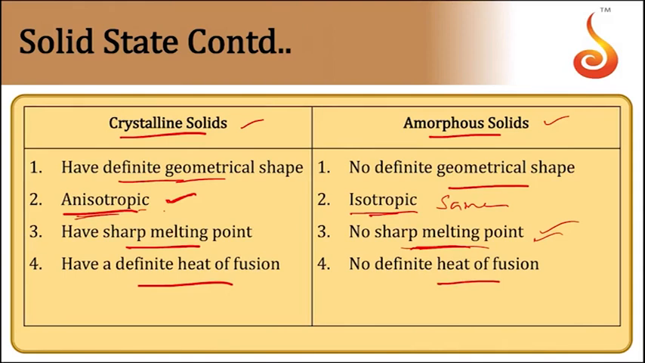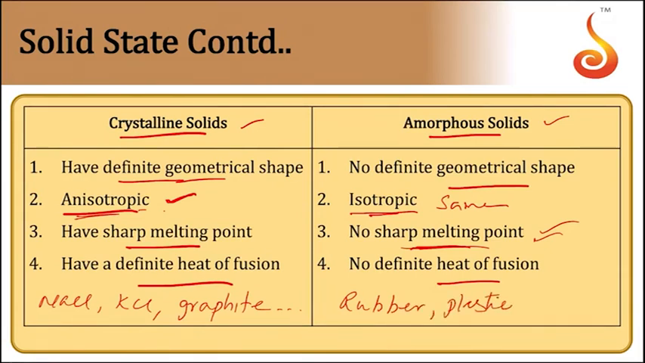When you take examples of crystalline solids, we can say sodium chloride, potassium chloride, and graphite. These are some of the examples of crystalline solids we have. For amorphous solids, we can take rubber, plastic, and say glass. They are said to be amorphous solids.